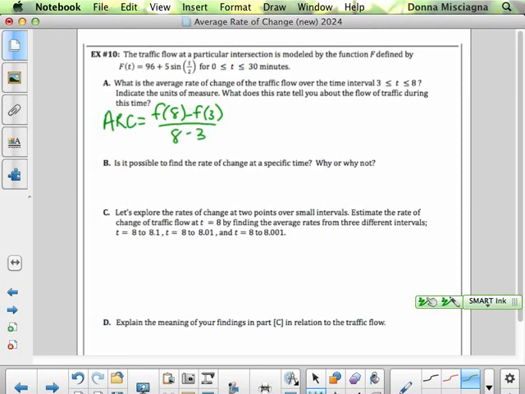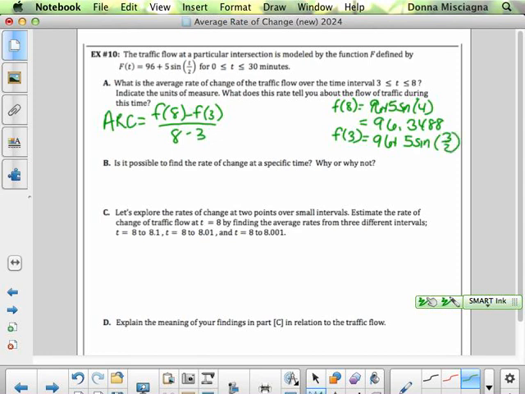So we are going to have to find f of 8, which is 96 plus 5 sine. So 8 divided by 2 is just 4. Let's just plug in 4. What did you get for 96 plus 5 times sine 4? I got 96.3488. And then how about we have f of 3? 96.1309.